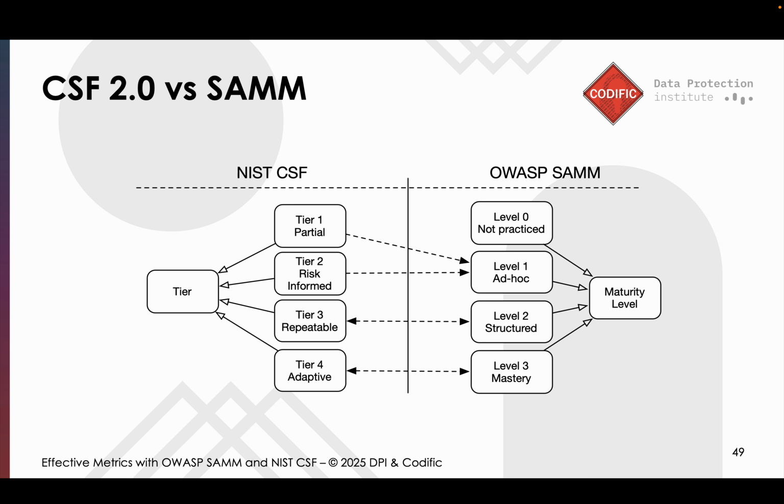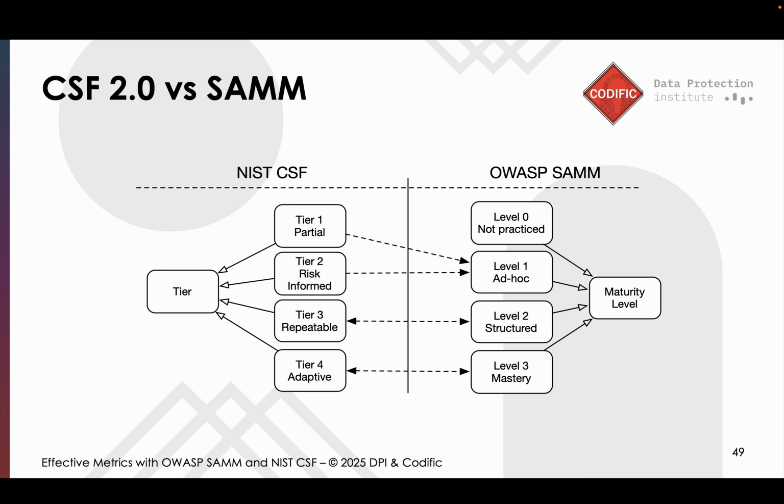Despite using different terminology, CSF tiers and SAMM maturity levels actually align pretty well. Here is how I would map them. SAMM level 0, which is explicitly defined in the model, doesn't really have a direct equivalent in CSF. But that's mostly a technicality. You could easily define a tier 0 in your scoring approach. In fact, the SAMMY tool does exactly that.